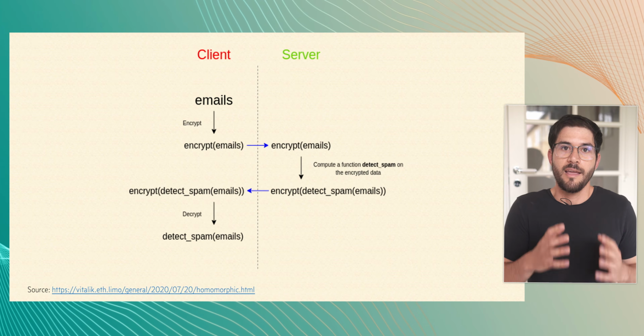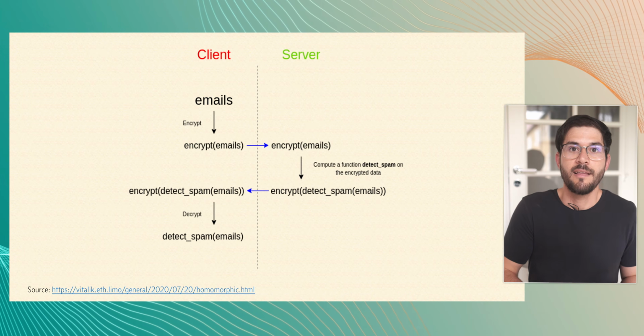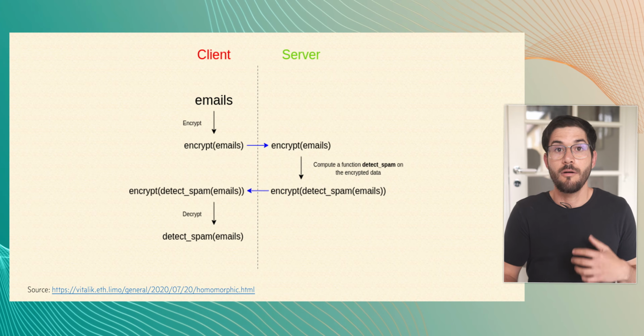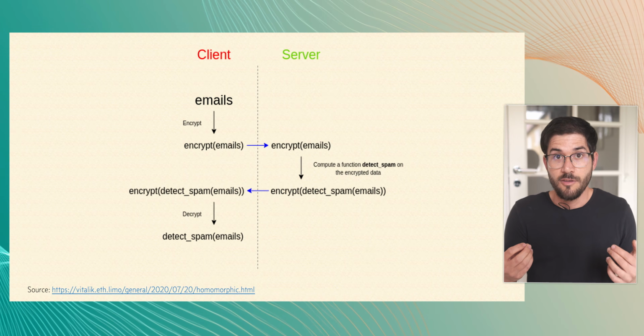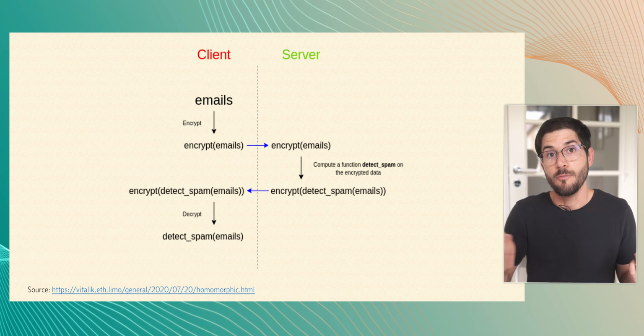However, you care about the privacy of your data and don't want to give your unencrypted emails to a third party. So here is how you do it. You encrypt your email, then the server executes a function that detects spam on encrypted data and sends the output to you, which you can then decrypt and map to the unencrypted emails to remove them.